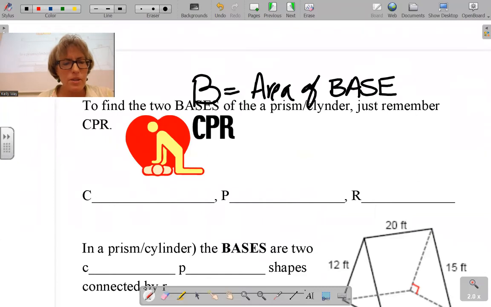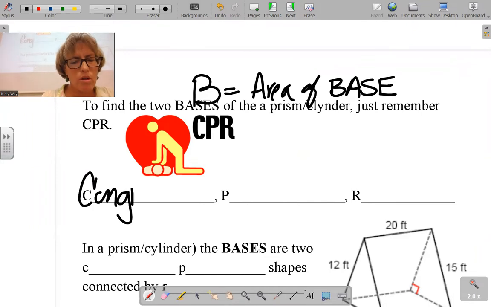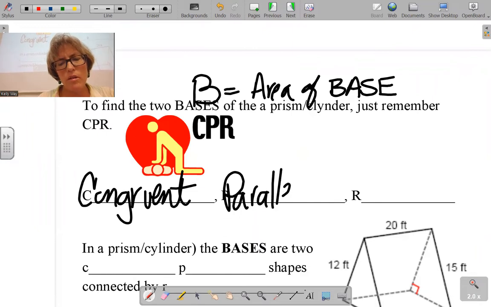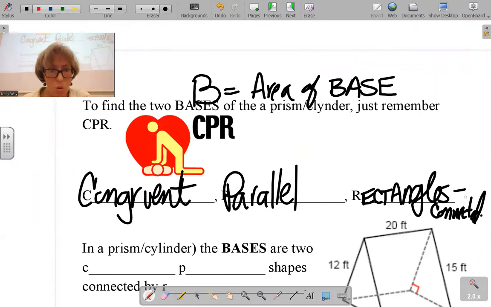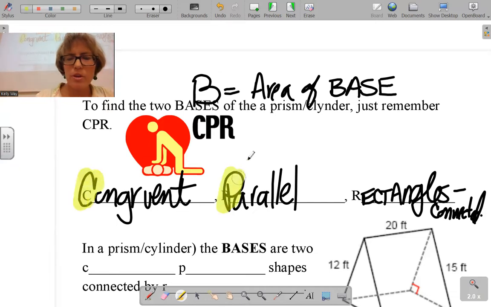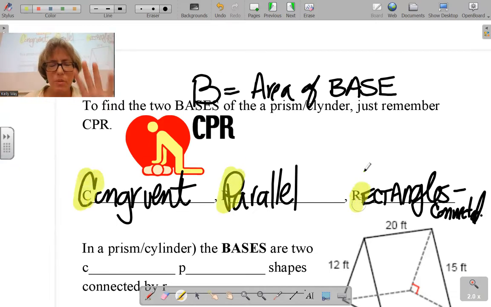So how do you find the bases? You find the bases through CPR. The bases are congruent, they are parallel, and the bases are connected by rectangles. Rectangles, dash, connected. The bases, there's two of them. They're congruent, they're parallel, and they're rectangularly connected. CPR. Let me show you what I mean by that, because you have to be able to spot the bases.